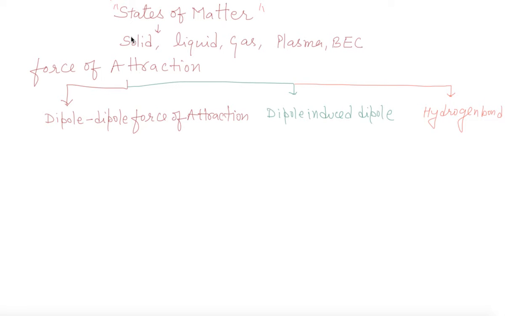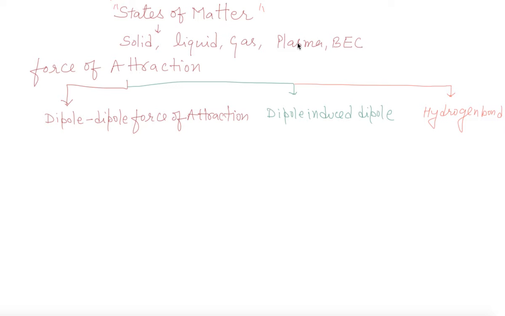Today we are going to discuss the states of matter, fifth chapter of the 11th standard. As you are aware, there are three states of matter: solid, liquid, and gas. And you also might be aware there are five states of matter. Fourth one is plasma, and fifth one is Bose-Einstein condensate.